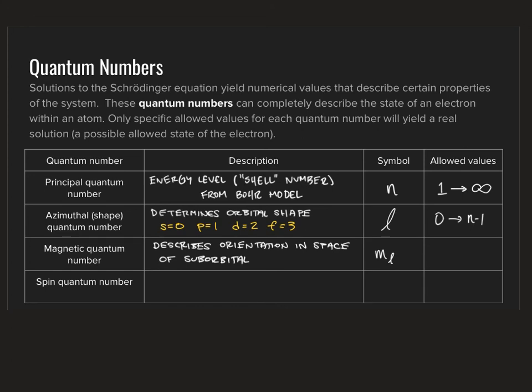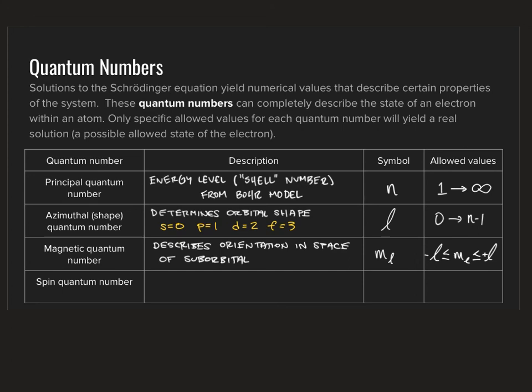And if you take a look here, you can see that these values of the magnetic quantum number correlate to the value of the shape quantum number. That is, the values range between -L up to a value of +L, whole number integers between those two values, where L again is the value of the shape quantum number, the azimuthal quantum number.